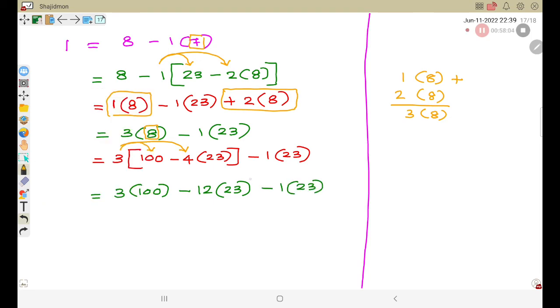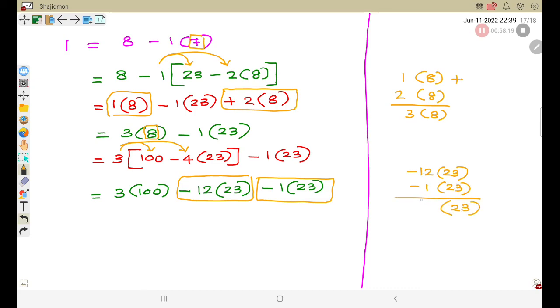Now these two, minus 12 multiply 23 and minus 1 multiply 23 together. Adding, 23 same. Minus 12 minus 1 means minus 13. So we can write equals 3 multiply 100 minus 13 multiply 23. Started from number 1, correct? So this number 1 is the GCD number.